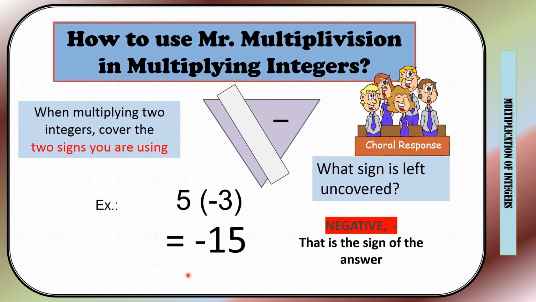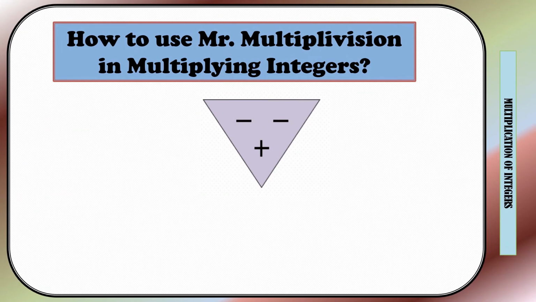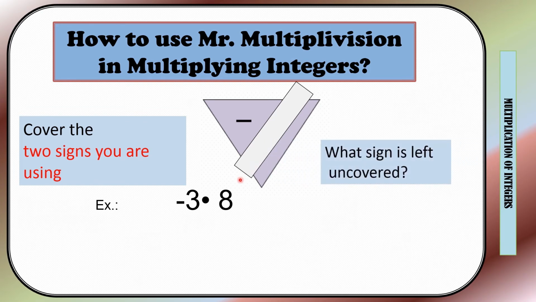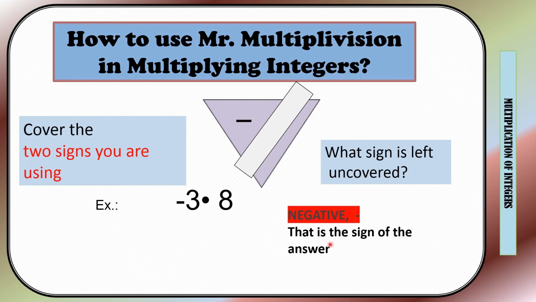Okay, let's have another example. Negative 3 times positive 8. Cover again the signs that you are using. This is negative and positive, so I will cover the negative and positive signs. Then what sign is left uncovered again? Okay, correct. That is negative. So that is the sign that I'm going to use for the answer, or for our product. Then now we can multiply 3 times 8, that is 24. Therefore, you have negative 24 as the product.